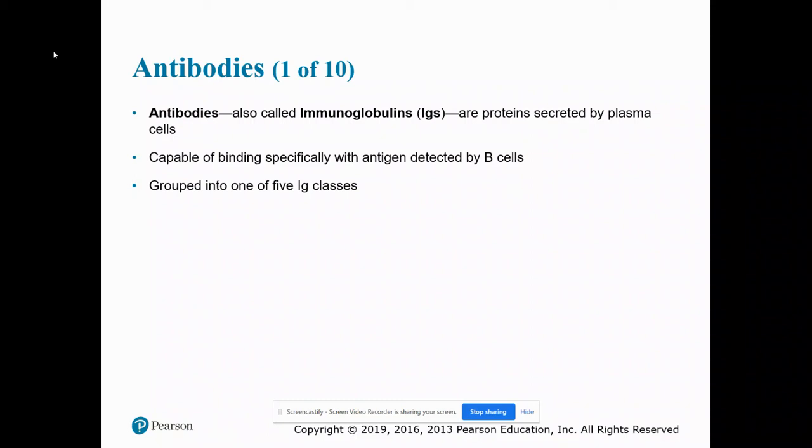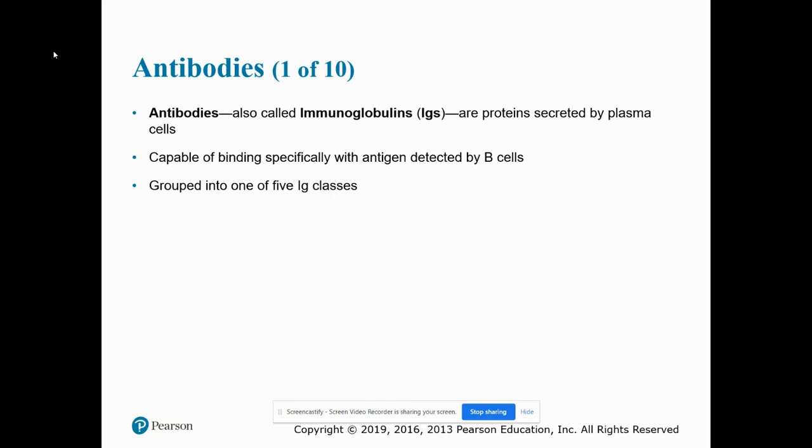All right, we have been talking about the adaptive immune response, and we were looking in the last video specifically at the humoral immune response. And with the humoral immune response, we talked about the fact that the lymphocytes will make those clones, and the clones will become either plasma cells or memory cells. The plasma cells are going to secrete these proteins called antibodies. And that's what this video is going to be about.